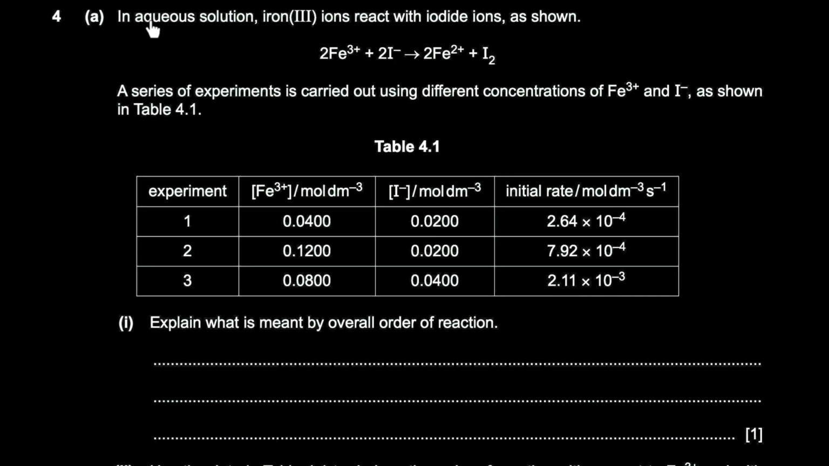Here we have question number 4, which says in aqueous solution, iron 3 ions react with iodide ions as shown. A series of experiments is carried out using different concentrations of Fe3+ and I- as shown in table 4.1. Explain what is meant by overall order of a reaction. The overall order is the sum of the individual orders of each reactant in the rate equation.